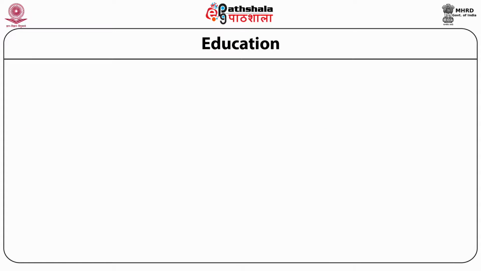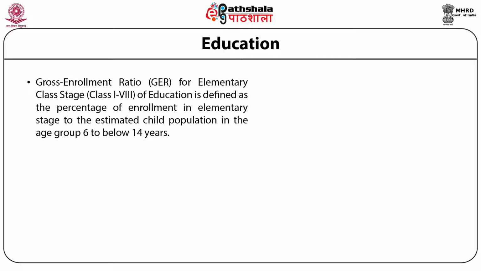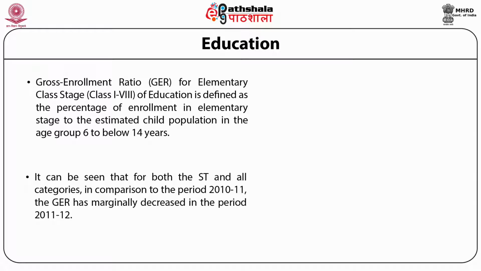In context to understand the tribal situation of India, now let us come to know the scenario of education among tribals. Gross enrollment ratio for elementary stage, that is class 1 to 8th of education, is defined as the percentage of enrollment in elementary stage to the estimated child population in the age group 6 to below 14 years. It can be seen that for both the scheduled tribe and all categories, in comparison to the period 2010-11, the gross enrollment ratio has marginally decreased in the period 2011 to 2012.